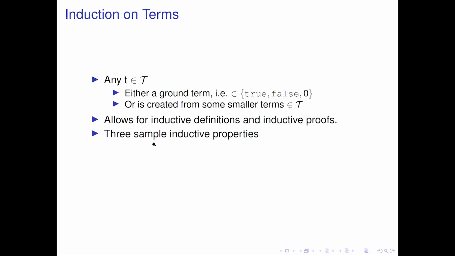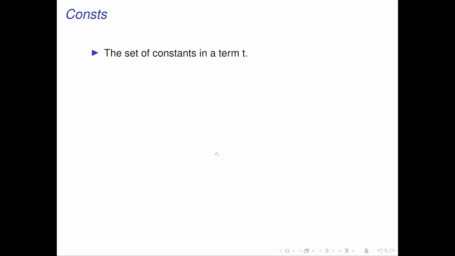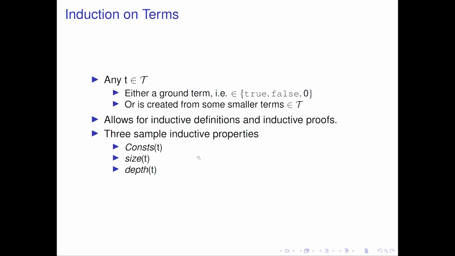Okay, so I said 3 sample inductive properties, but I think I am only showing 2 of them later. So let's say I want to find out what are all the constants used inside the term. Constants mean ground terms, so that I can show you how to create such a definition using induction. Similarly, you want to find the size of a term, which is the number of subterms inside it. And you can also talk about depth, which will be the longest chain till you reach a ground term. So these are 3 properties, not proofs.